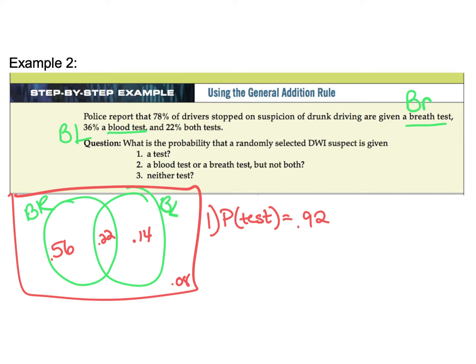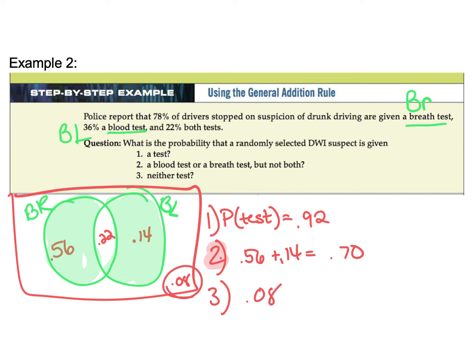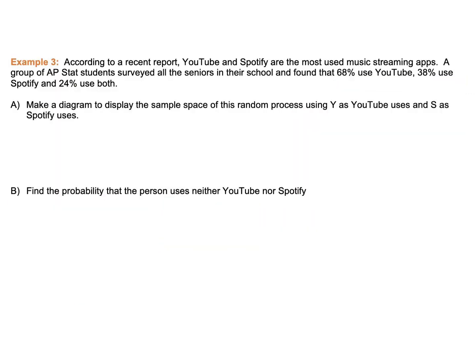The Venn diagram makes that really easy to see. That's going to be this 0.56, that's your breath test. This is your blood test, but don't count those who are getting both. So 2 is 0.56 plus 0.14, 70% of your people. And 3, probability that you get neither test, again, down there in the corner, there it is. Venn diagrams make these wordy questions so much easier.